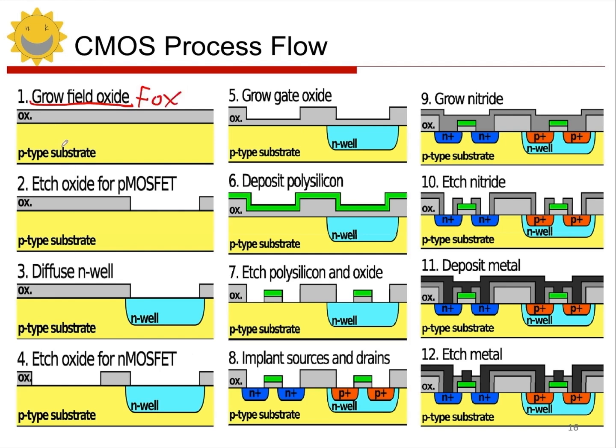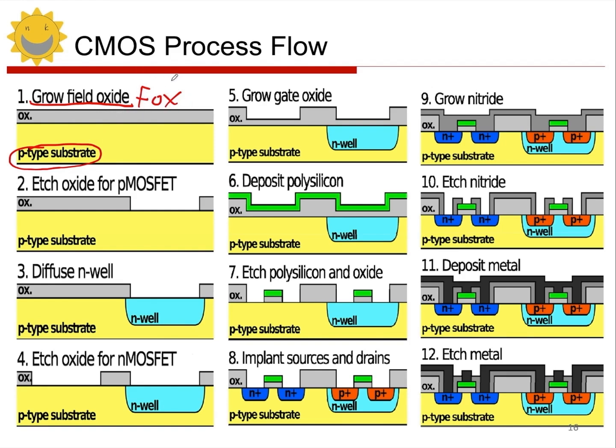First, let us look at the very first step, which is commonly referred to as the growth of field oxide, often abbreviated as FOX. In our current CMOS process, it is typically carried out on a P-type substrate. This means that the substrate is P-type. On this P-type substrate, we first grow the field oxide. What is the purpose of this field oxide? Its main role is to provide isolation for the devices.